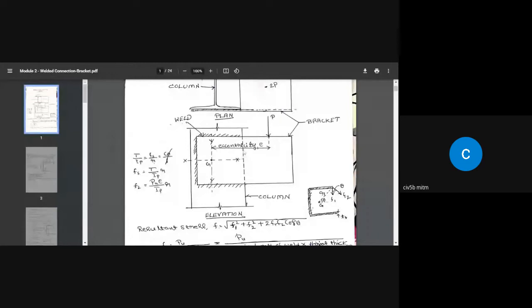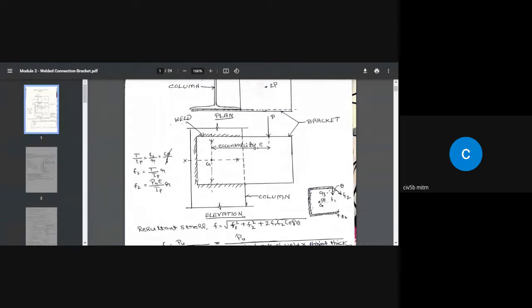So type 1 connection is the one wherein the connection, that is weld or bolt, and the line of action of the load are lying in the same plane. As a result, this connection is subjected to both direct stress as well as shear stress due to the torsion. So what is the eccentricity?